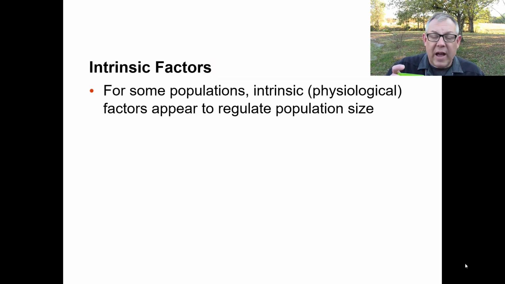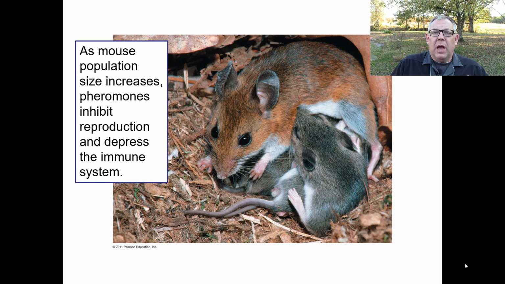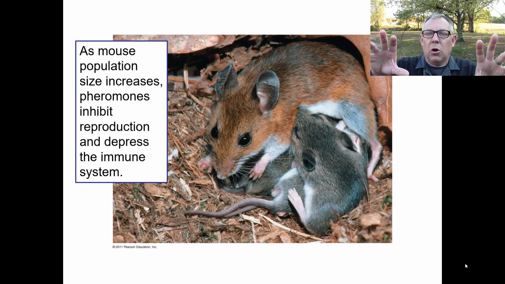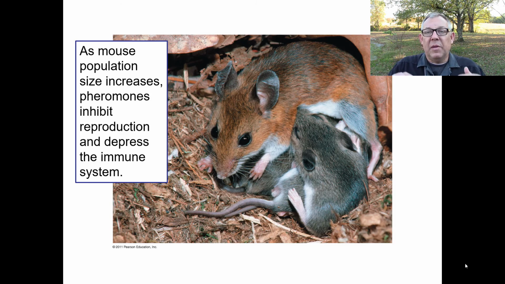Finally, there are things we call intrinsic factors or physiological factors. These are things within the organism's physiology or within their body that change related to population size and ultimately set the limit to population size. For example, as the mouse population gets more dense, the mice release different pheromones, which are hormones that signal other organisms. Those signals cause other mice to have lowered reproduction and also to depress their immune system, so you're decreasing the birth rate and increasing the death rate. That becomes more acute as the population gets more dense, and again that sets a limit to how dense the population can be.